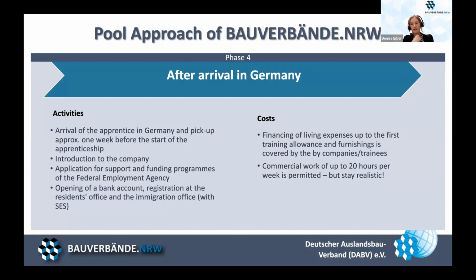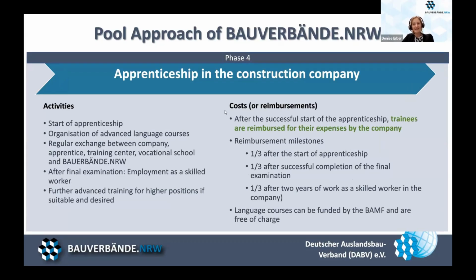In Germany, trainees are basically allowed to work up to 20 hours per week. It is permitted, but we also advise them to stay realistic, because lots of them want to work and send money back home to Ethiopia to their families. But once they arrive, they have to integrate into the country. Everything is new, the culture is new, so it's just not realistic for them to work that much. Okay, next slide.